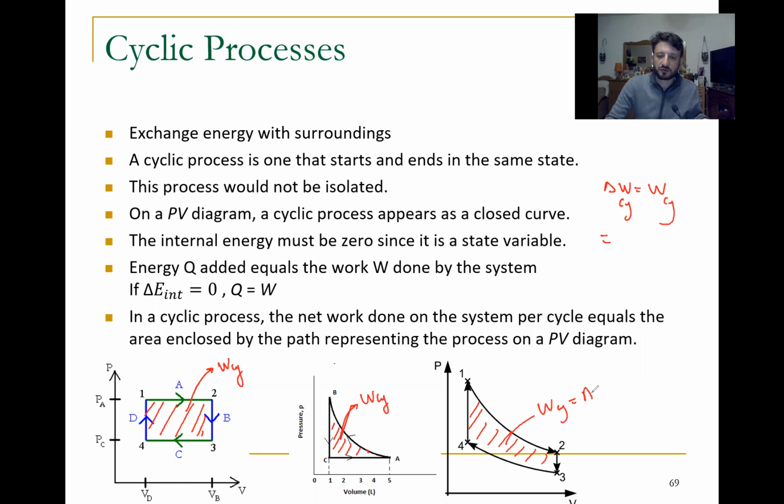Equals the area. If we have only one curve like before, for example, I take P constant, only one process, in this case it equals the area under the curve. We have a difference between a closed cycle and one transformation.